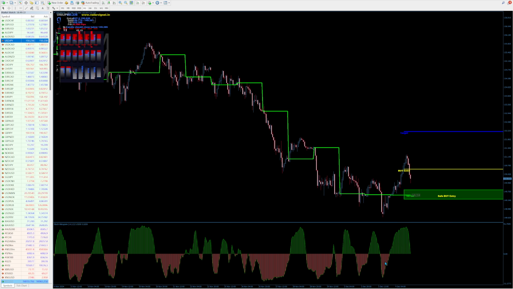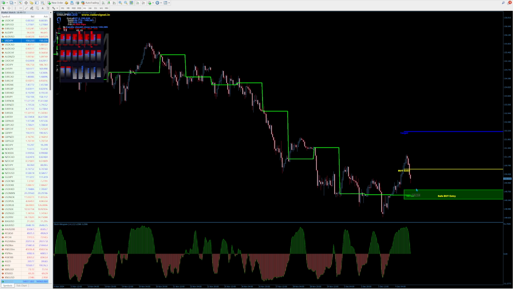With the histogram, basically when it's green or above the zero line, just as with the MACD, it suggests a bullish market. When it's red or below the zero line, it's suggesting a bearish market. Okay. For a sell trade, we want to look for price to be below this green line. For a buy trade, we want price to be above.